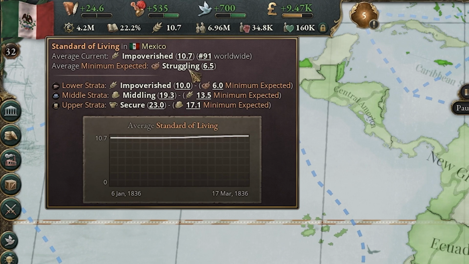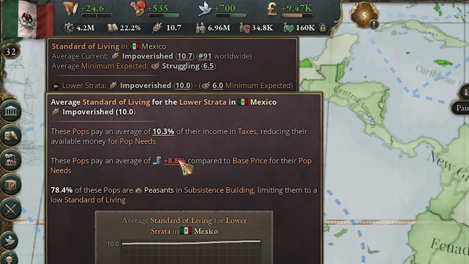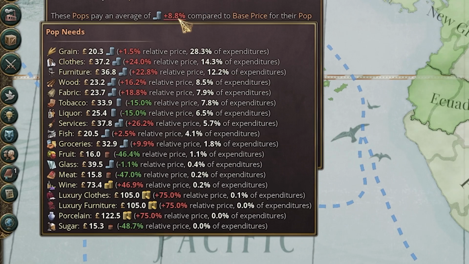For example, standard of living. If we hover over here, we can see what our pop needs are. And if these prices are too expensive, they won't be able to afford these needs and their standard of living will go down. And if it goes down, it will produce radicals, which you don't want.